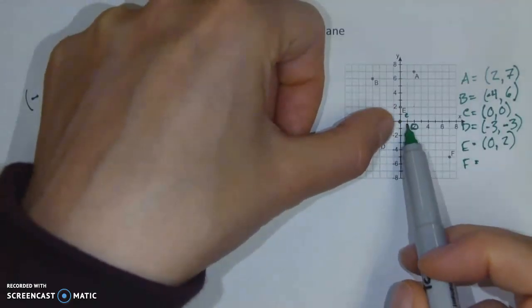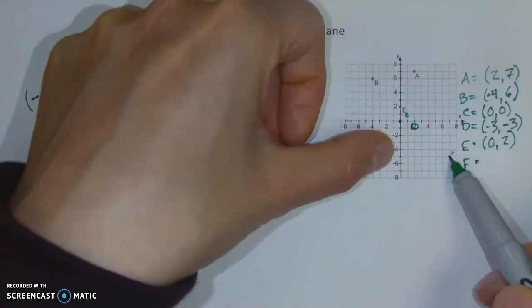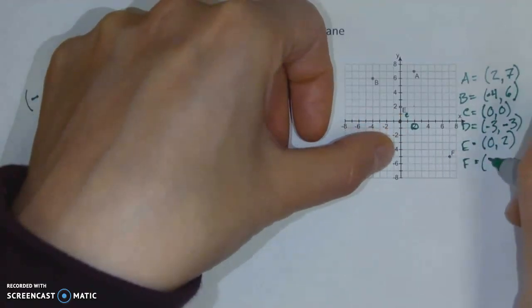And last but not least, F is going to come all the way over to 7 and drop all the way down to negative 5, so it's a positive 7, negative 5.